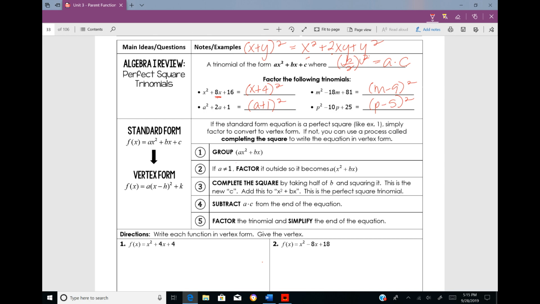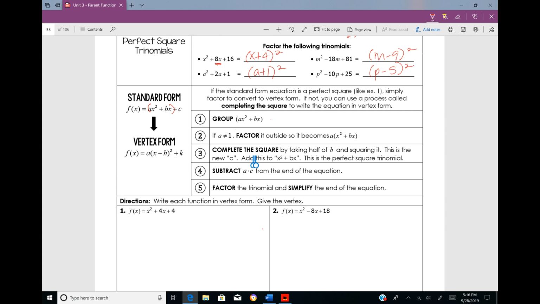Alright, so to convert between standard form and vertex form, we have to complete the square. If the standard form equation is a perfect square, like example 1, then we simply factor to convert to vertex form. If not, then we're going to use a process called completing the square to write the equation in vertex form. Step 1 is that we're going to group ax squared plus bx. Step 2 says if a is not equal to 1, we're going to factor it outside so it becomes a times (x squared plus bx). We will also do this if we have a negative. We're going to factor out the negative.